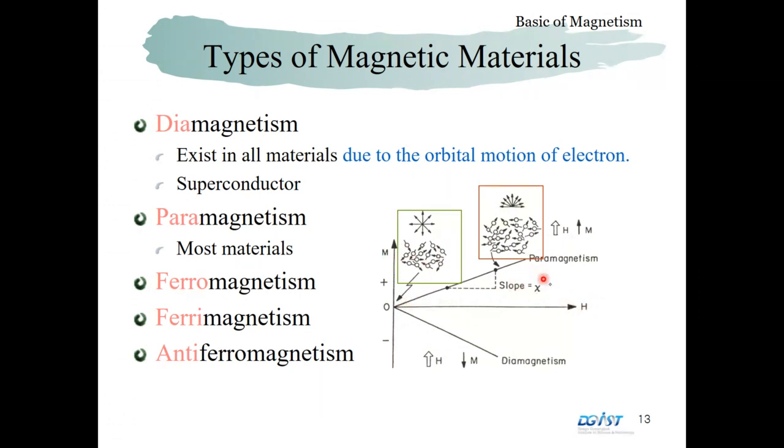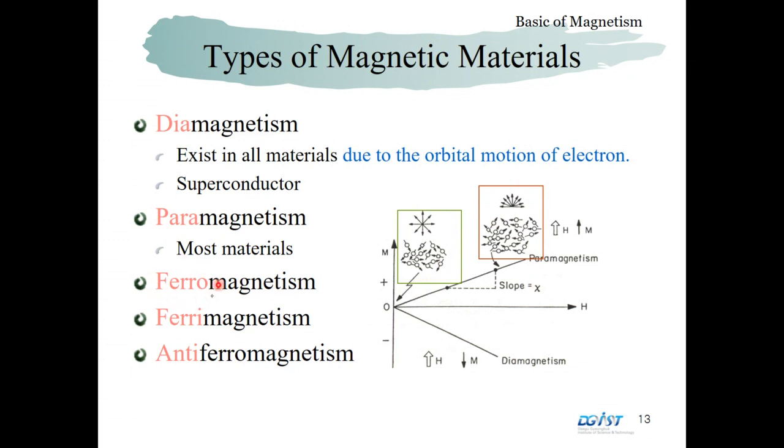So we have a constant susceptibility. And this susceptibility is very, very small. So usually 10 to the minus 5 or something. That means if you apply a very, very strong field, then we get a small amount of alignment. That's called paramagnetism.